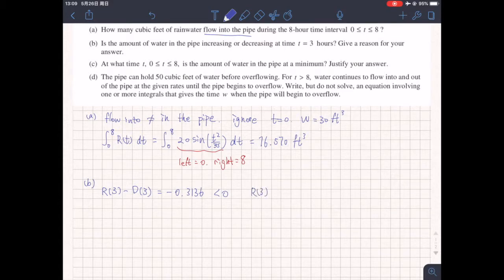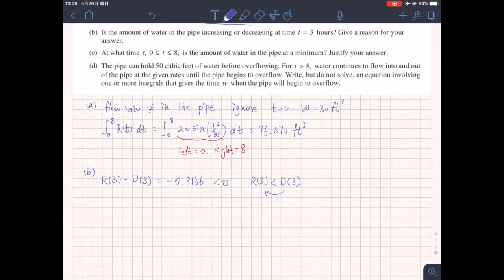What it also means is that at t equals 3, the water going out of the pipe is faster than the water going into the pipe. And then we can draw our conclusion that at time t equals 3 hours, the amount of water in the pipe is decreasing. And that's the end of problem B.